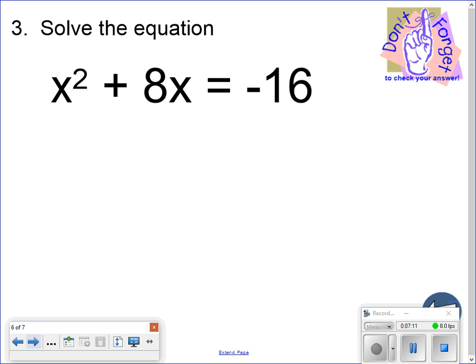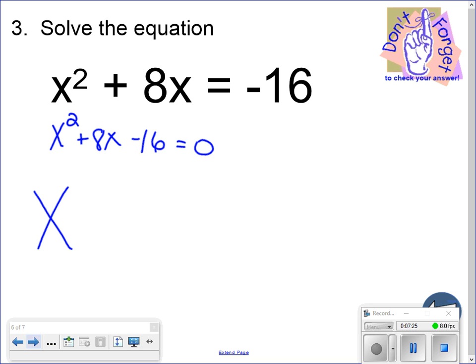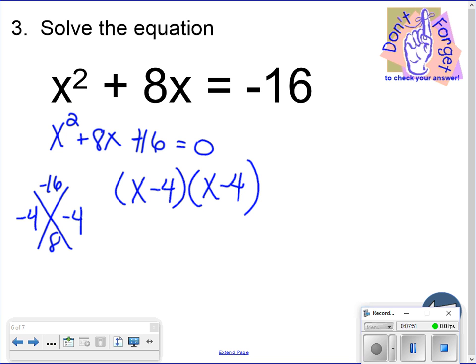Again, we want to solve the equation, so we make sure that we get everything on the same side. So we're going to have x squared plus 8x minus 16 equals 0. When we factor this one, again, two numbers that multiply to give us negative 16 and add to give us positive 8. Again, positive 16 because we added the 16. That would be negative 4 and negative 4. So if I'm looking at my factors, I know that my factors would need to be x minus 4 times x minus 4. There's a little bit of a shortcut there.